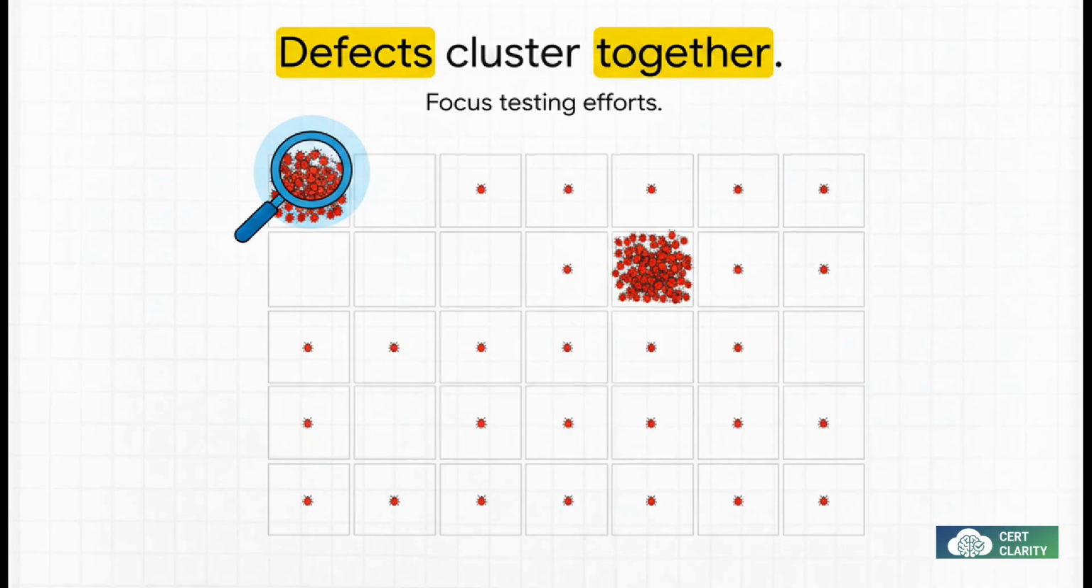You know the 80-20 rule, right? Where 80% of the results come from 20% of the effort? Well, it totally applies to bugs. It turns out that most defects tend to hide together in a few specific parts of the code. A skilled tester knows how to spot these bug clusters and can focus their energy there for maximum impact.